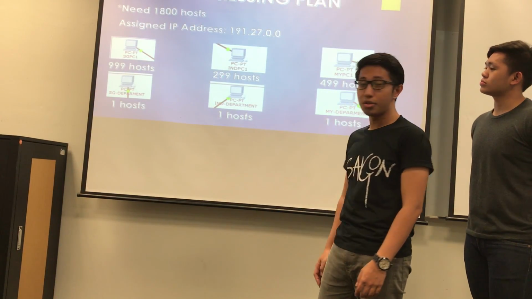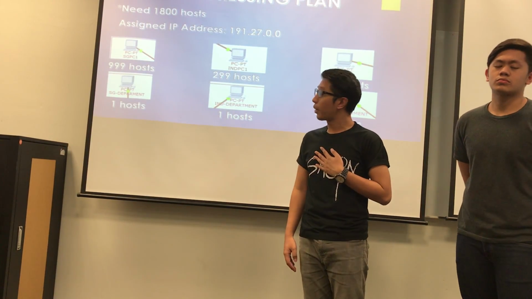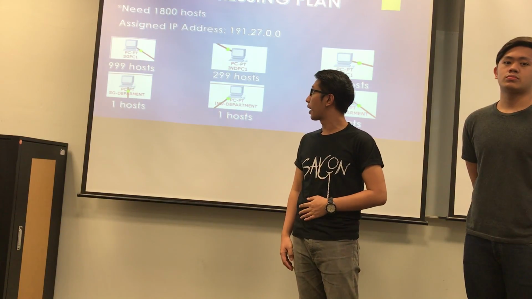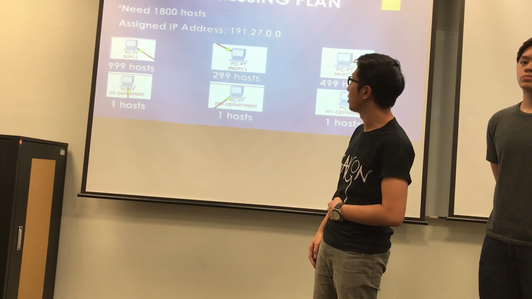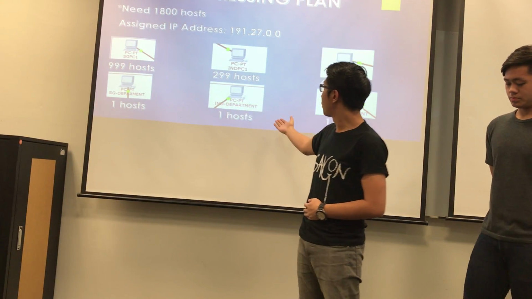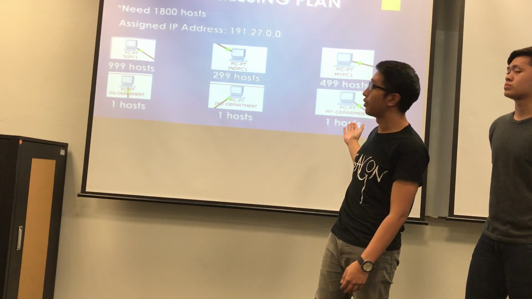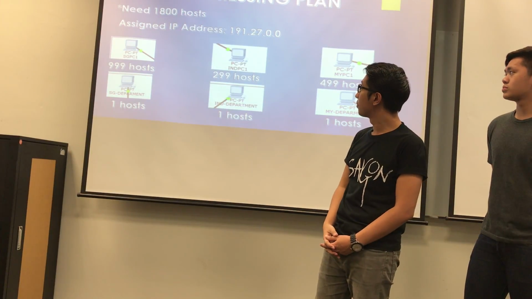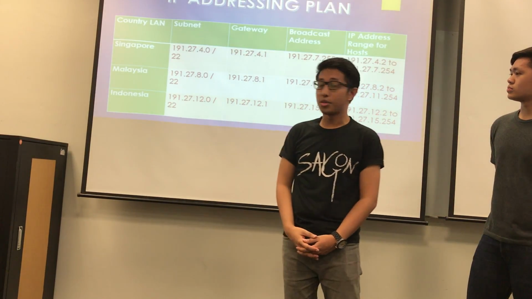So for our IP addressing plan, we require 1,800 hosts and our site IP address is 191.27.0.0. As you can see, we require 1,000 hosts for Singapore, 300 hosts for Indonesia and 500 hosts for Malaysia. So this is our IP addressing plan.